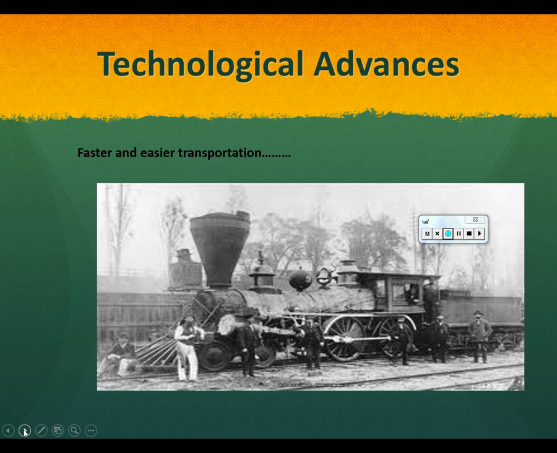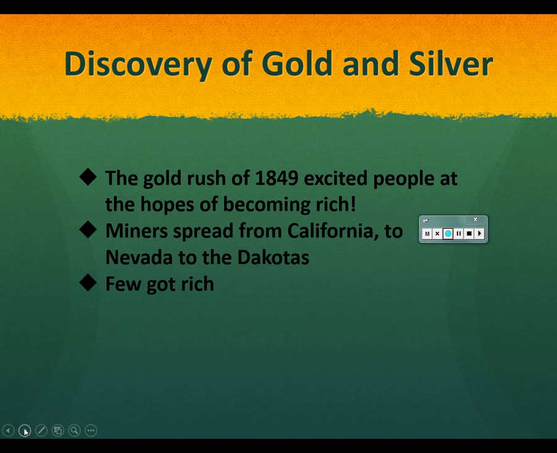Technological advances were another one. Faster and easier transportation. The gold rush: people mining wanted to become rich. There was gold and silver in abundance in the Great Plains and also as far west as California. Nevada and the Dakotas were very rich in silver and gold, in their mines and in their mountains.